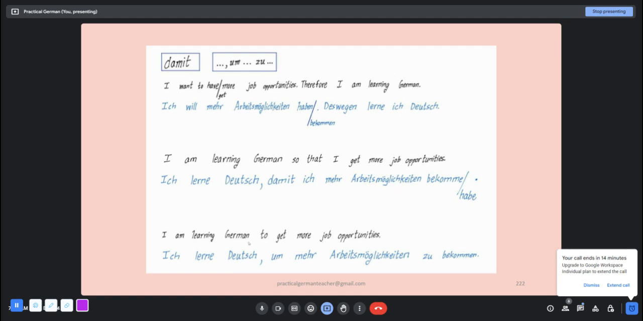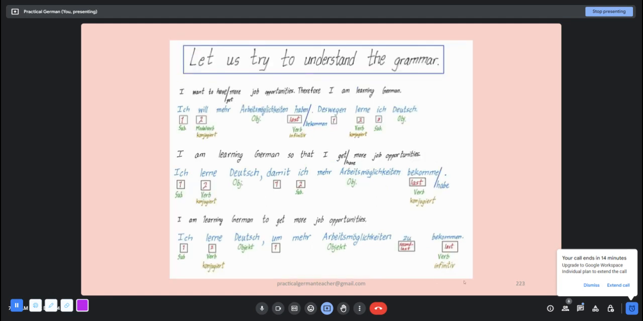So whenever you want to say two sentences, where one is a cause and one is an effect, or one is a reason and one is the action, or an action and intended result, then you can say it like this. Okay. So, ich lerne Deutsch, mehr Arbeitsmöglichkeiten zu bekommen. Or ich lerne Deutsch, whatever the object is, and zu whatever the verb is. And you don't have to conjugate it. So that's a good thing about it. You don't have to conjugate. This makes your life easier. Okay.